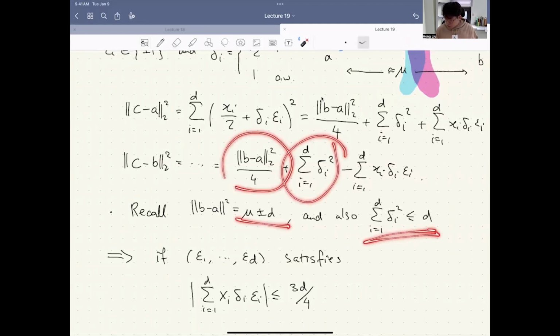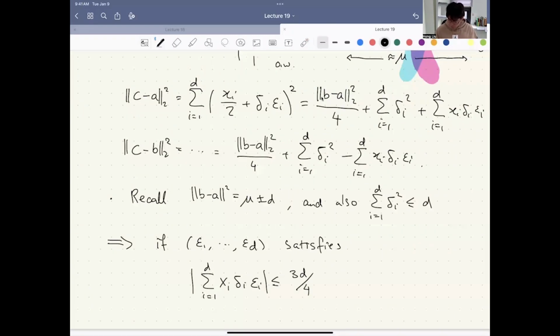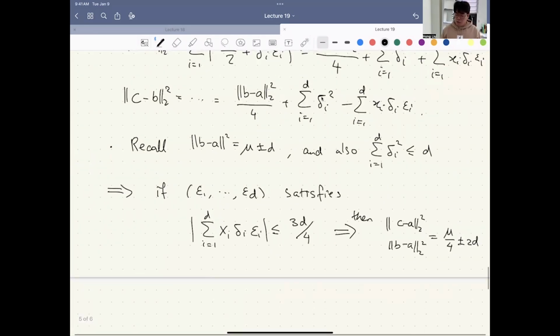We know this guy is not too large. If this guy's absolute value is not so large, both of these two, this will imply then c minus a, b minus a squared will equal mu over 4 plus minus 2d. Okay? Which means c is adjacent to both a and b by our definition. So that means we just need to lower bound the choice of this vector so that this holds. And to lower bound it, we're going to lower bound it probabilistically.